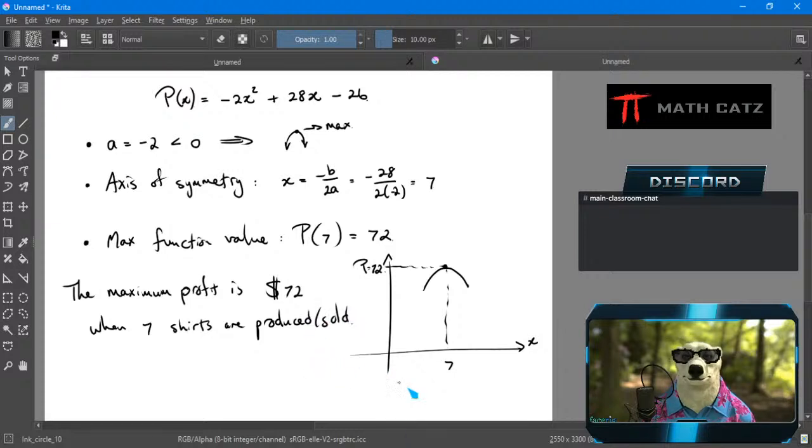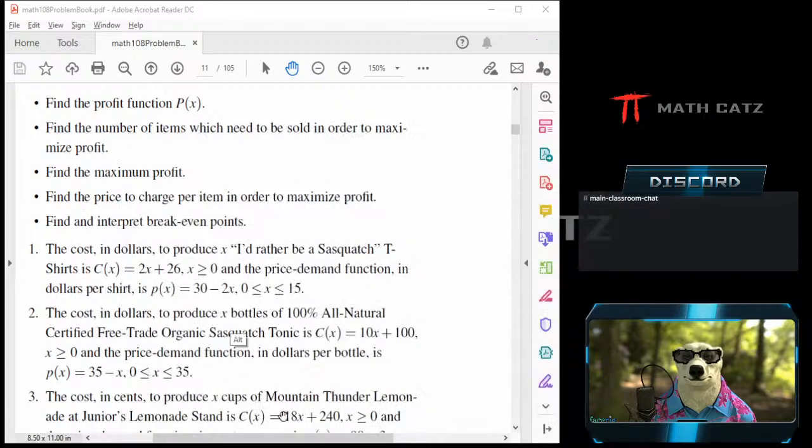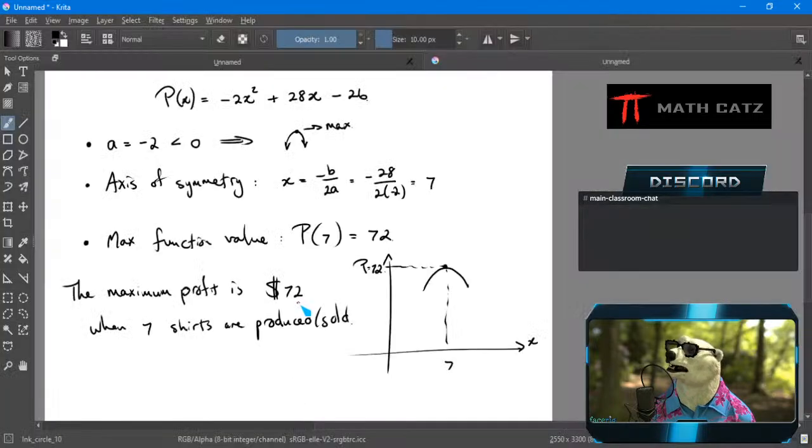All right, progress, good. Now I double check what questions they want. Find the number of items which need to be sold in order to maximize the profit. Great, we did that. Find the maximum profit. Oh, we did that as well. Find the price to charge per item in order to maximize the profit. Now, how do we do that?